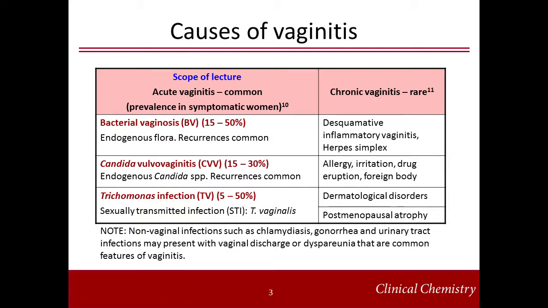It is important to bear in mind that non-vaginal infections such as chlamydia infection, gonorrhea, and even urinary tract infections can present with vaginal discharge or dyspareunia, which means pain during sexual intercourse, and may be missed in the absence of an appropriate workup.